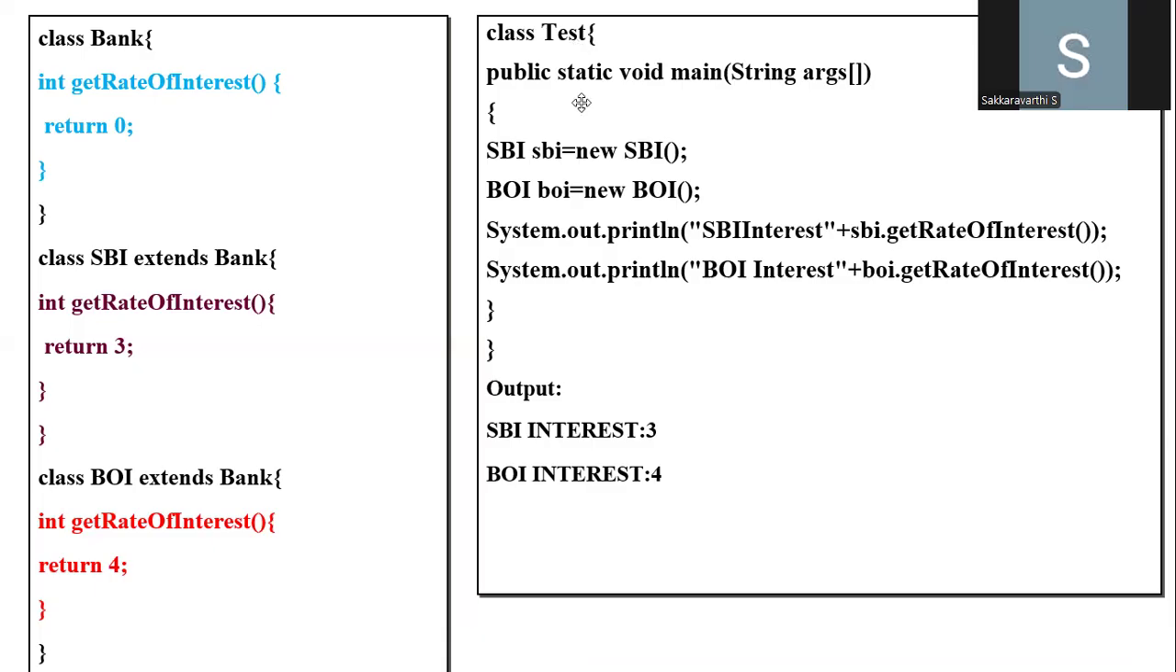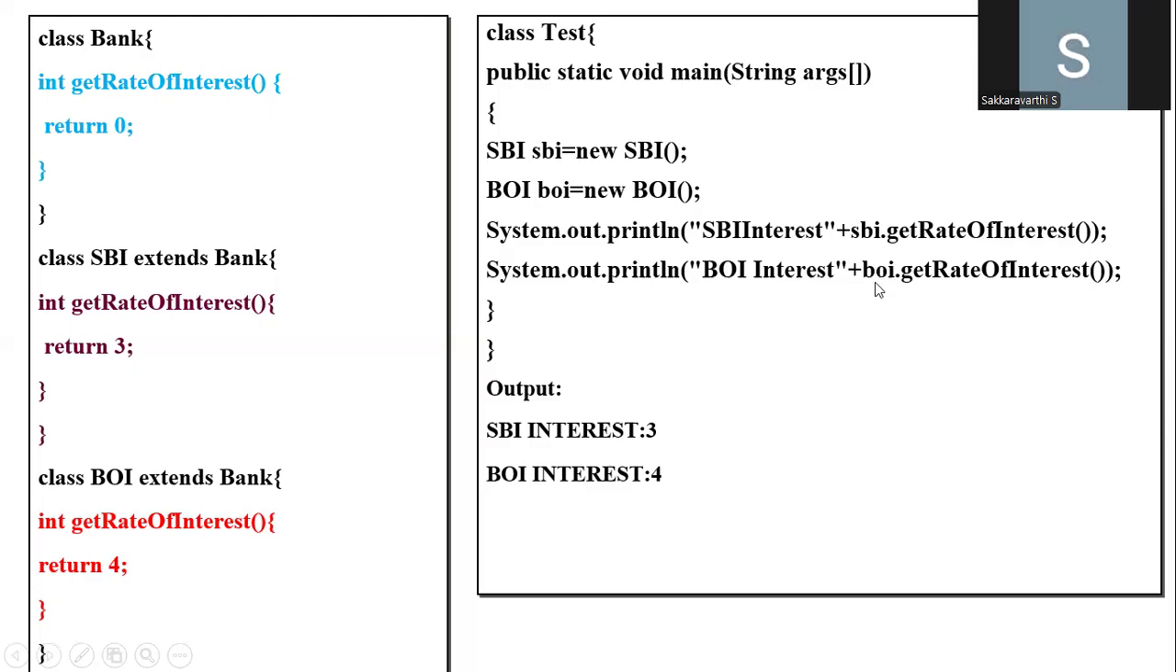In the main class, I am creating the objects for SBI and BankOfIndia and invoking the method getRateOfInterest with the object SBI, and again the same method getRateOfInterest with the object of BOI. So now the corresponding method will be invoked: in SBI, and BOI.getRateOfInterest will invoke the getRateOfInterest method in the BOI class. So this is the output: 3, 4.